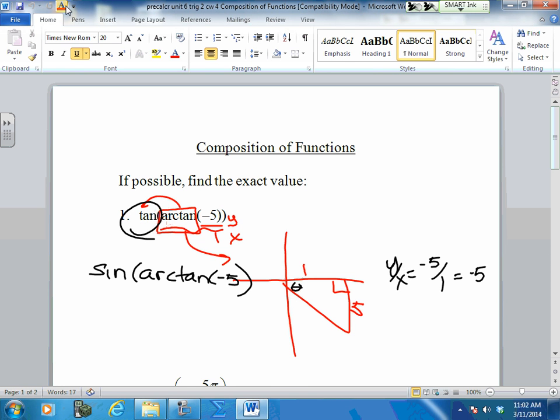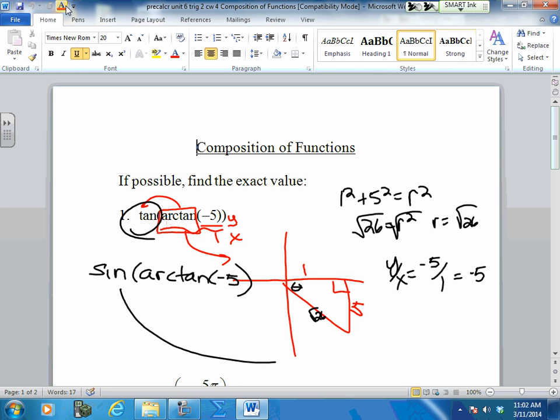What if I said this? I've got to take the sine of that angle. So Aaron, how do I find the sine of this angle? Yeah, I've got to find the hypotenuse first. I've got to find the radius. So I'll do 1 squared, guys, plus 5 squared. So I got 26. I've got to take the square root. And can we reduce radical 26 at all? I hope so. No. Nope. So how do I find the sine now of this? I say y over r. -5 over radical 26.